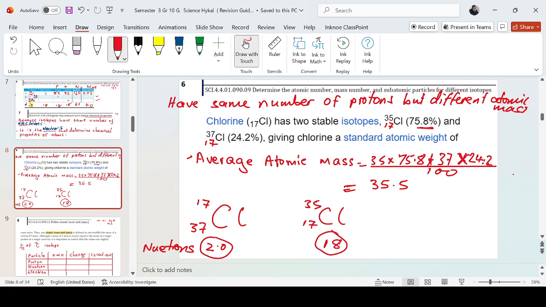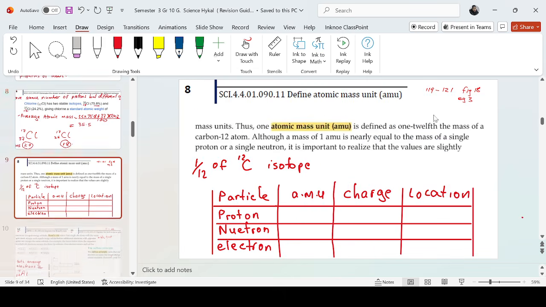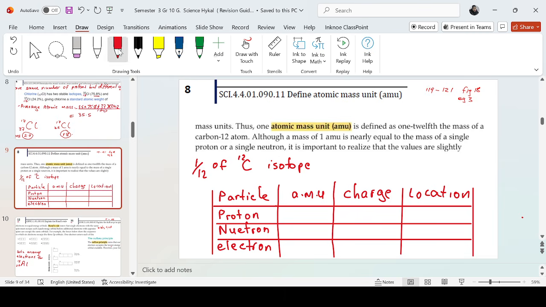You can see they have different neutrons, but the protons are the same. Let me put the atomic number on top. Atomic number is the same, but different what? Mass numbers. That's why we have 18 neutrons, 20 neutrons. These are called isotopes. Let's go to the next question.